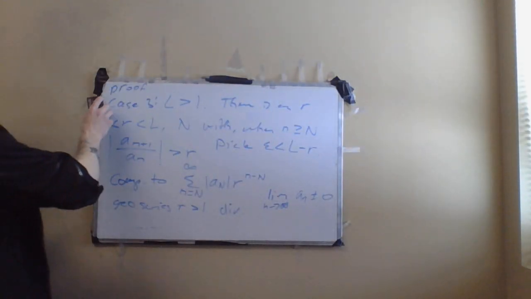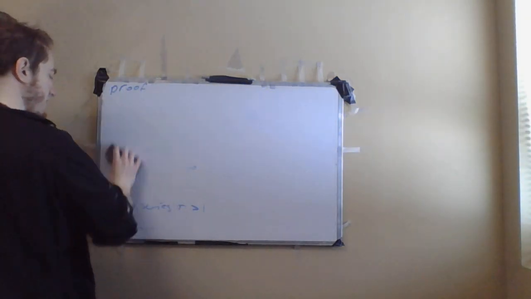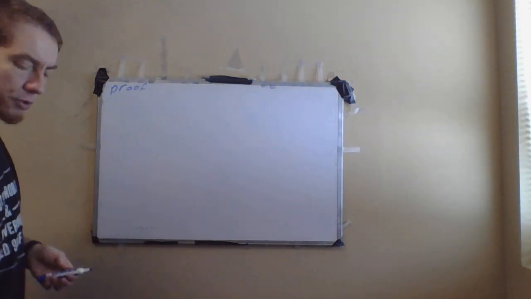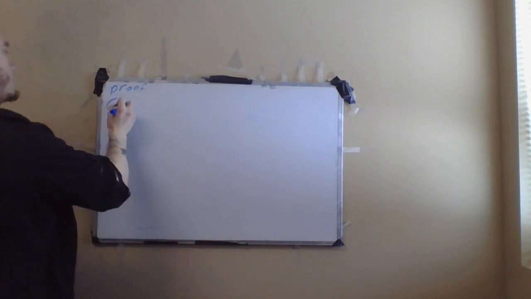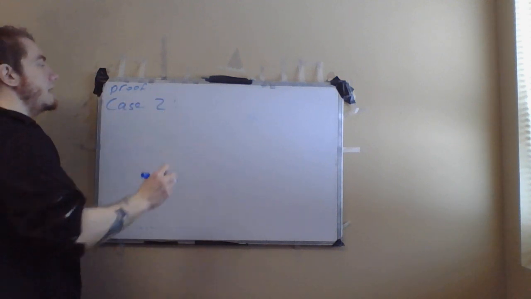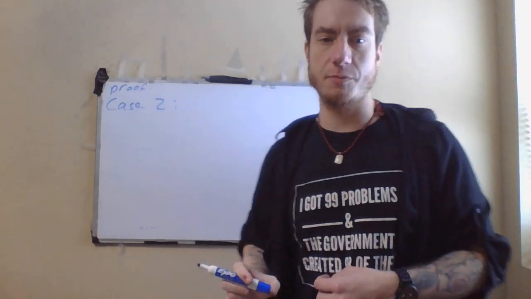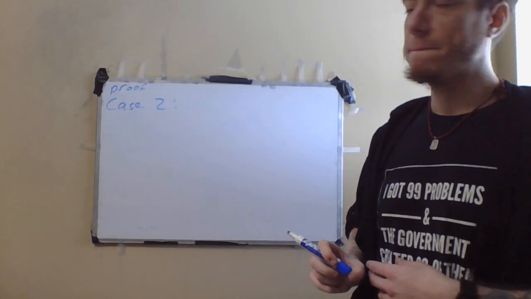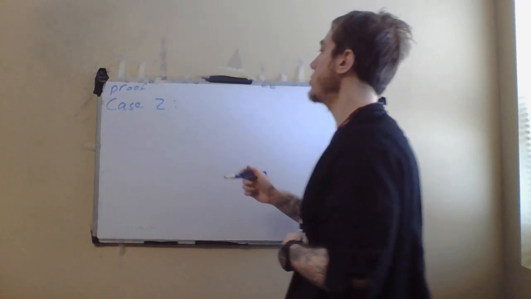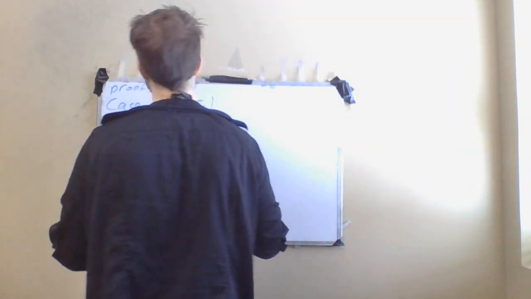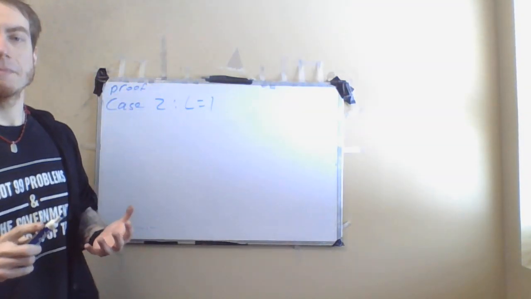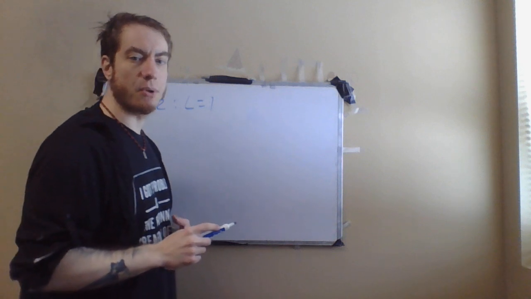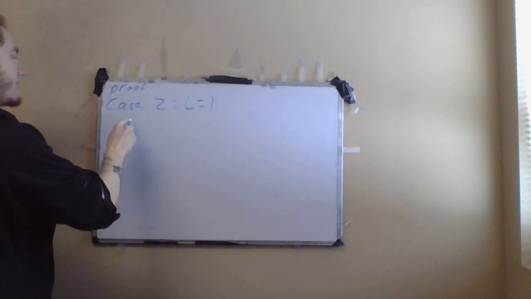Now, the final case is case 2. And case 2 is going to be left as a little bit of an exercise for you, although it's not a super complicated thing or anything. So I expect it'll only take a minute for you. So case 2 is if L is equal to 1, then anything can happen. And here are some examples that show that anything can happen.